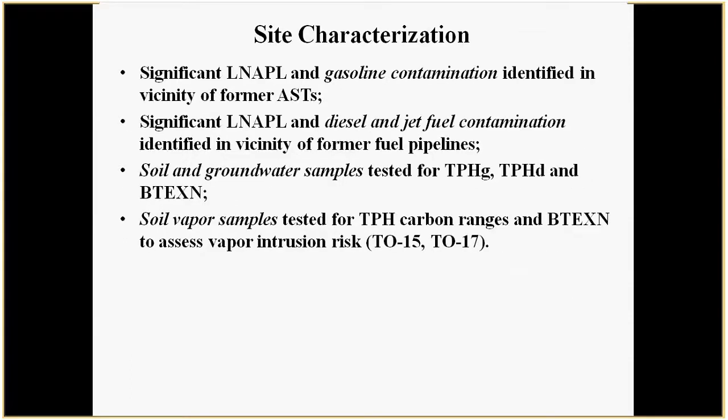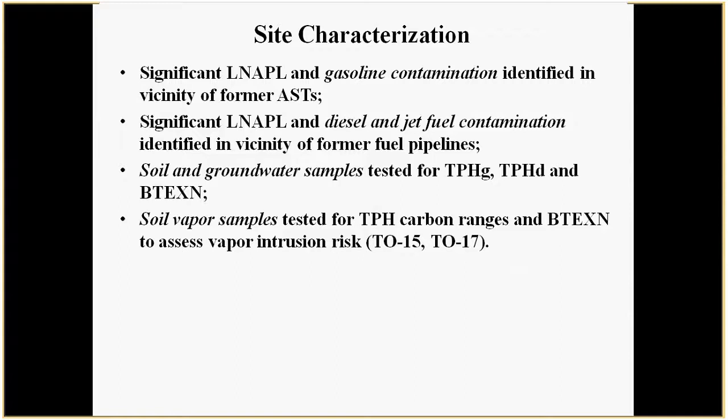Site characterization: there's significant LNAPL and gasoline contamination identified in the vicinity of the ASTs, and significant LNAPL and diesel contamination identified in the vicinity of the pipelines along the street. So soil and groundwater data are tested again for TPH gasoline, diesel, and BTEX and naphthalene. And again, for the work we've done, we really focus on carbon range weighted screening levels for soil, especially. For groundwater, it's a little bit different issue. We only test for TPH. We don't really see the need to test for carbon ranges at most of the sites we look at.